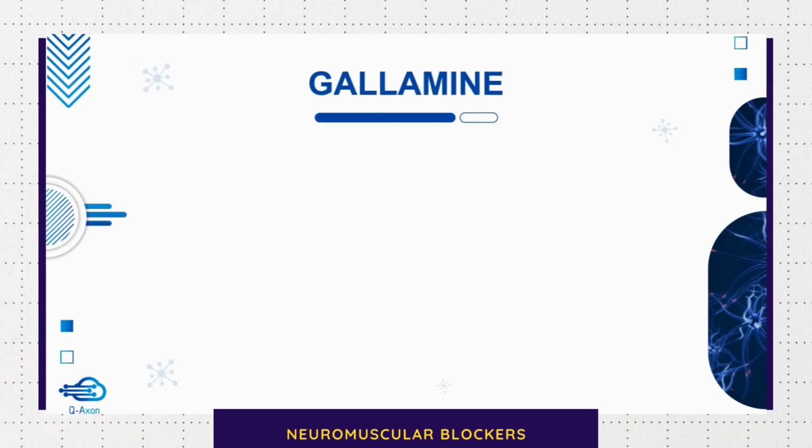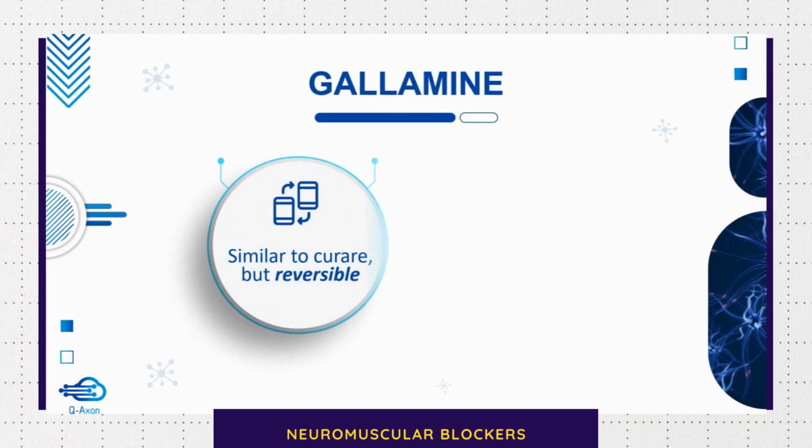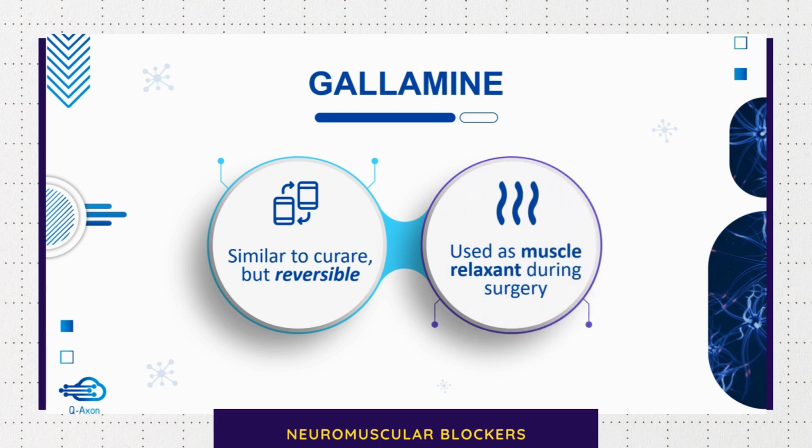On the other hand, gallamine, which is also an example of a competitive non-depolarizing neuromuscular blocker, acts in a fashion similar to curare, but it is reversible. The binding with the nicotinic receptor is reversible. So this molecule would detach from the receptor after some time, and therefore it is safe to use gallamine as a drug. In fact, it is used as a muscle relaxant during surgery.